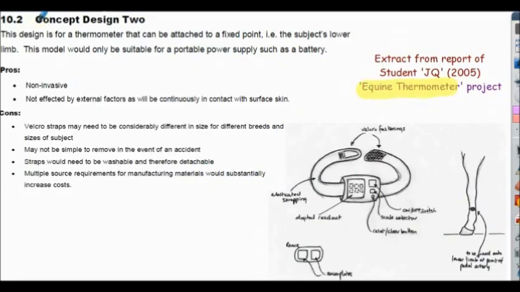Equine thermometer, concept 2 shown here. Again, pros and cons listed.